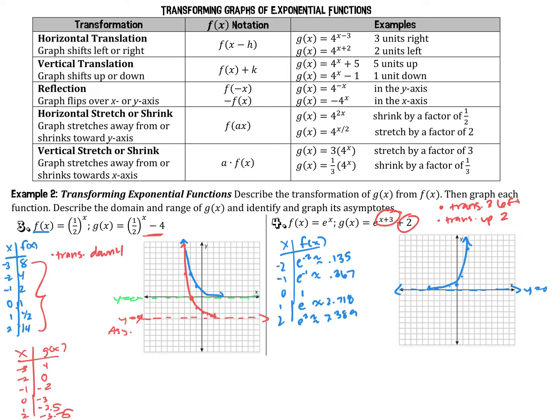So go ahead and pause the video. Make sure when you do that new graph that you also translate your horizontal asymptote up 2. And there we have our graph. Now, we're probably not going to spend a lot of time graphing e^x by hand because, again, it's an approximation, but being able to identify those transformations and knowing what the shape of the graph of e to the power of x looks like is important.